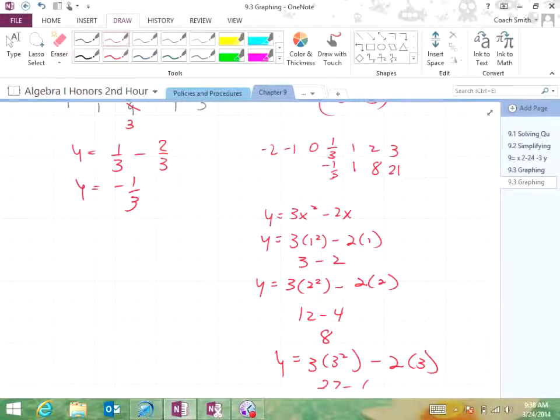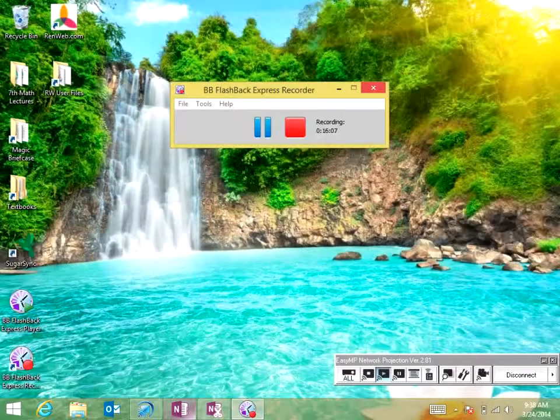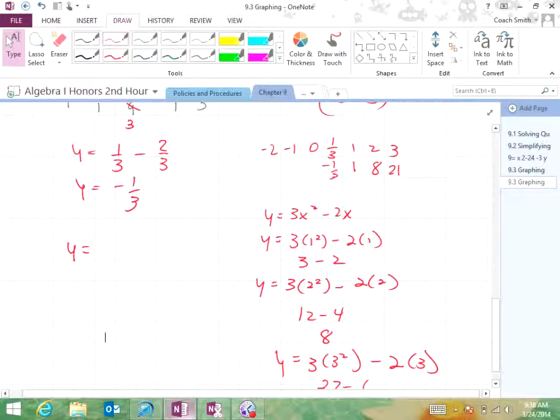All right, now you go to the other one. You get y equal to... You get x equal to 0. Okay, so it's 0. So it's going to go through the origin. Then you have negative 1, so that's y is equal to 3 times negative 1 squared minus 2 times negative 1. So that's going to be 3 minus negative 2, which is 5.